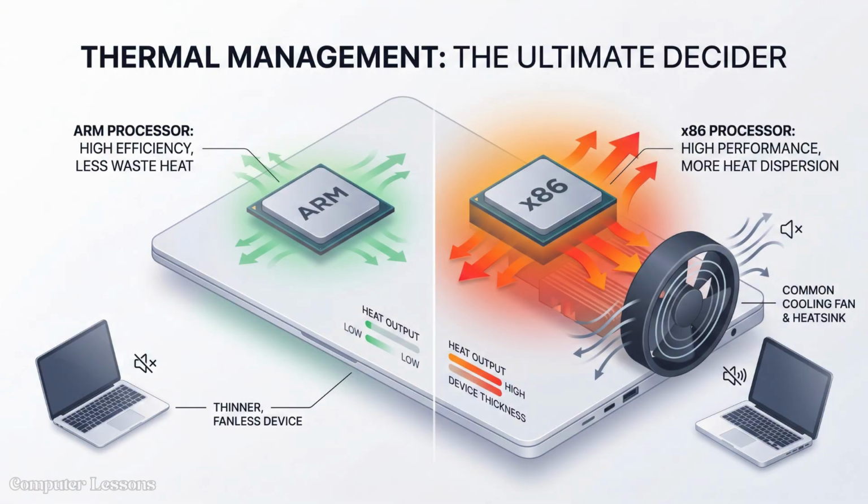Thermal management remains the ultimate deciding factor in this war. A processor's clock speed is limited by how much heat it can dissipate before silicon degrades. ARM's efficiency means it produces less waste heat. This allows ARM devices to stay thinner and avoid the loud cooling fans that are still common on x86 laptops.